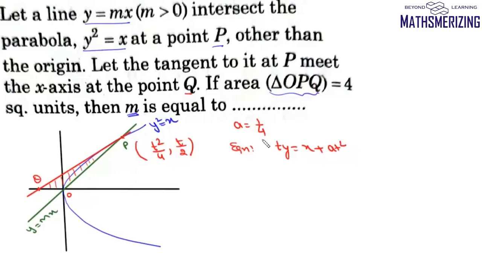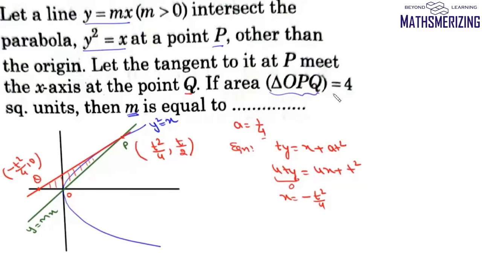Now in this case, what is the value of a? A is simply 1 by 4. So we can simply write 4ty equals 4x and then plus t square. Now we need to find this point Q which lies on x-axis. So we'll put y as 0. We'll get x as minus t square by 4. So coordinate of this point Q will be minus t square by 4 comma 0.